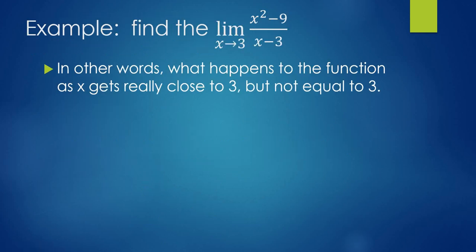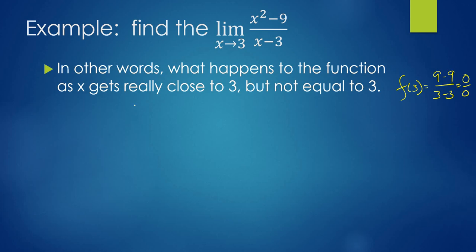So find the limit of x squared minus 9 over x minus 3. In other words, what happens to the function as x gets really close to 3, but not equal to 3? In this case, if we plug in 3, we would get 9 minus 9 over 3 minus 3, which is an undefined or indeterminate value. We can't do that. But what happens really close to 3?